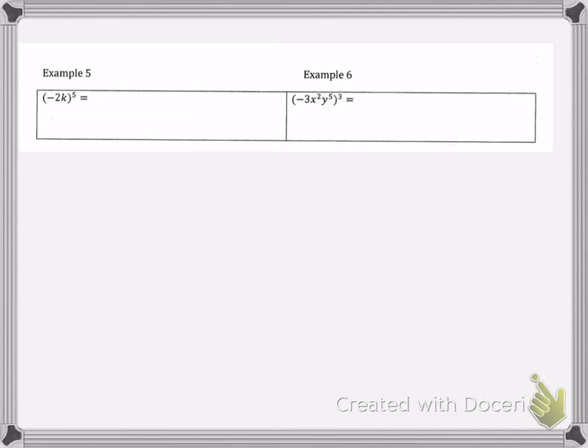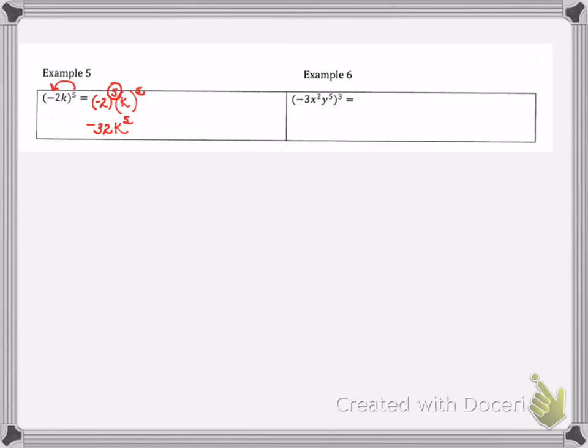Looking at examples 5 and 6 on the back, again, very similar. You're taking negative 2 to the 5th power times k to the 5th power. So negative 2 to the 5th power gives us negative 32. And I know it was going to be a negative because this is an odd exponent, k to the 5th.